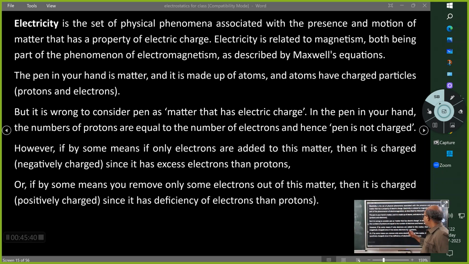Understand this very carefully. Matter is the pen in your hand, the number of protons equals the number of electrons, hence the pen is not charged. However, if by some means only electrons are added to this matter, just like a silk cloth and this, or your head and a balloon, then it is negatively charged since it has excess electrons than protons. Or if by some means you remove some electrons out of this matter, then it is positively charged since it has a deficient number of electrons. I suppose you understood this? Yes, sir. Okay.